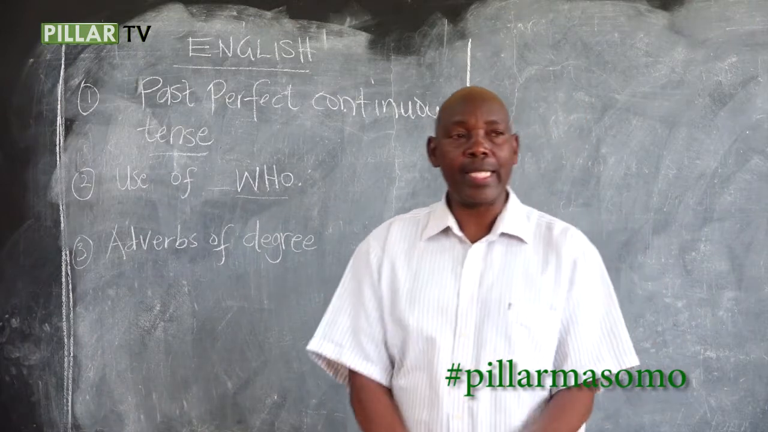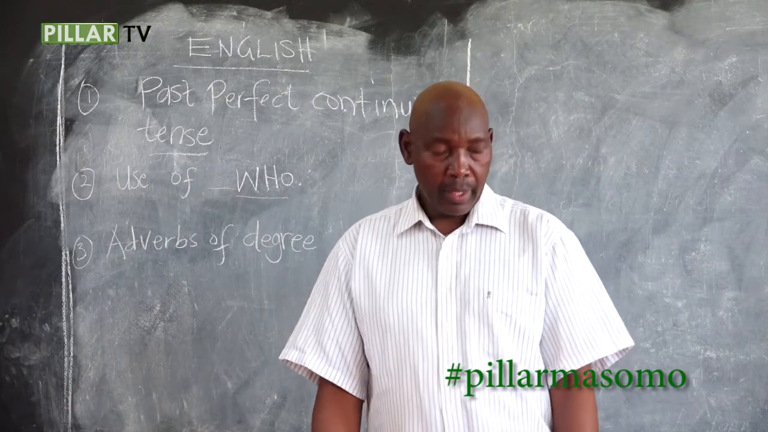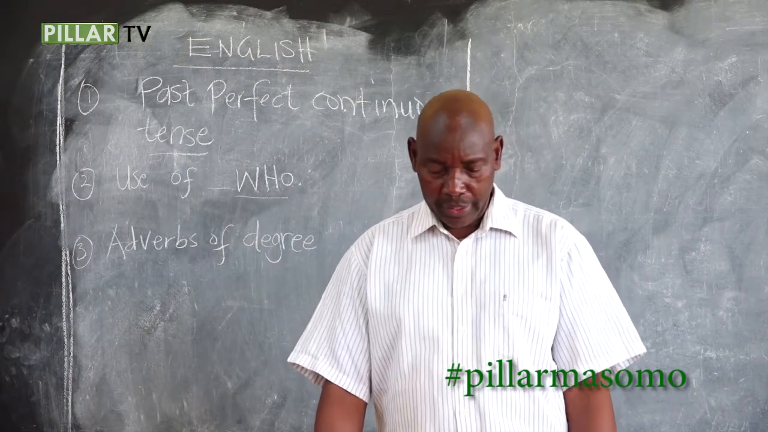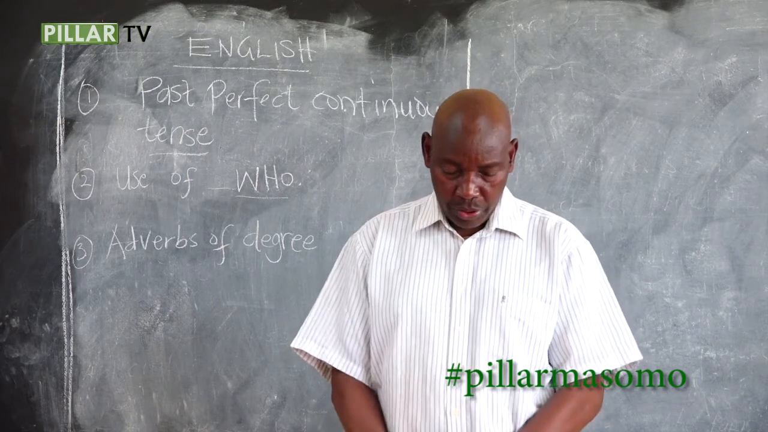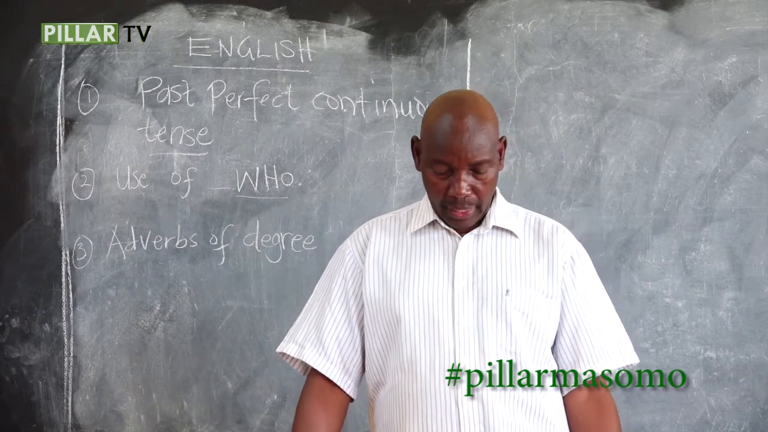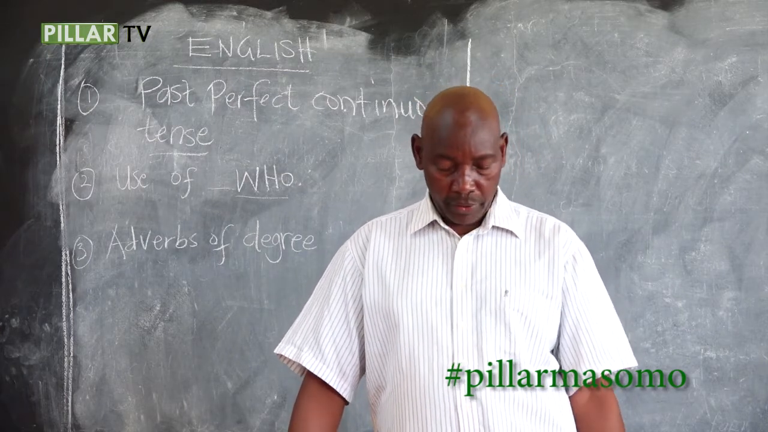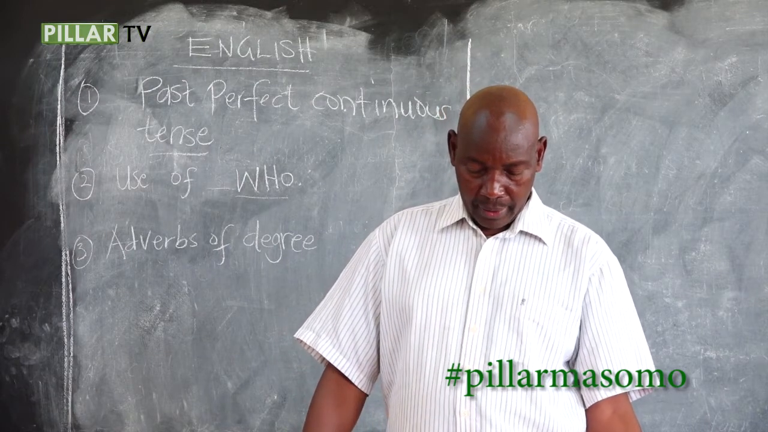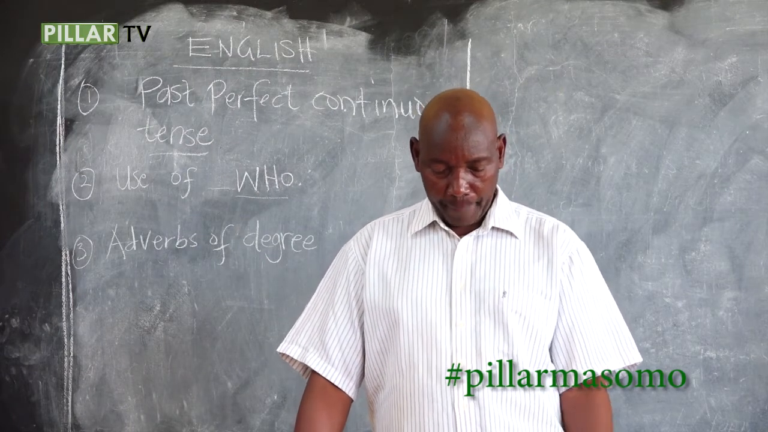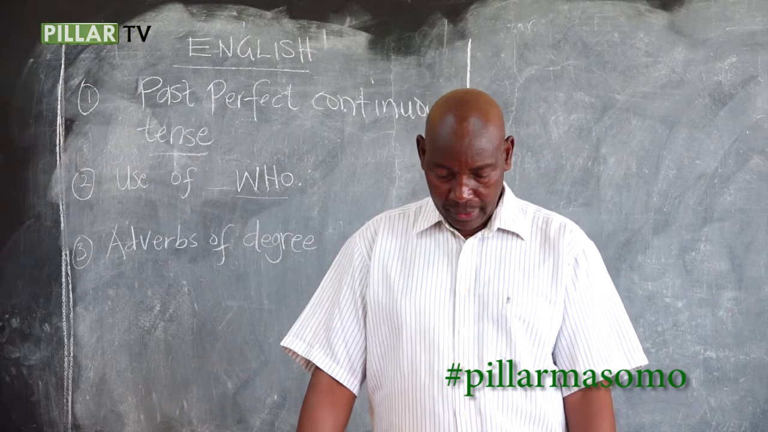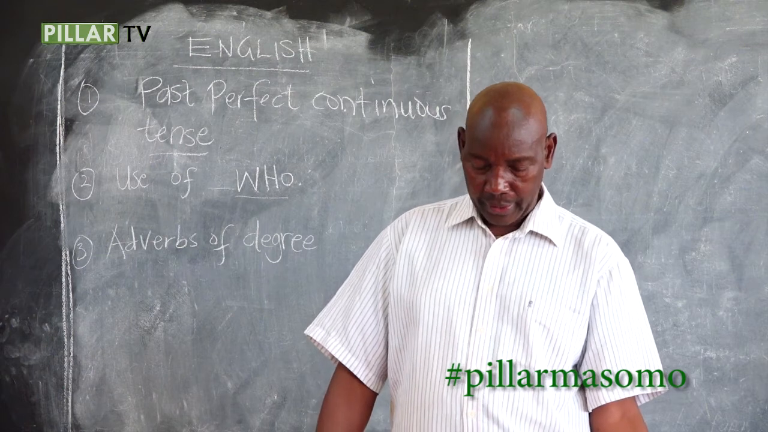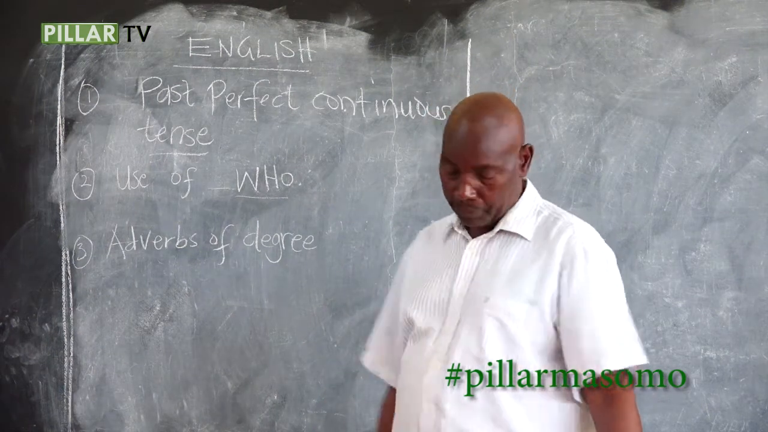Past perfect continuous tense. I want to say that sentences in the past perfect continuous tense tell us about actions which happened over a period of time in the past before something else happened. And I'm going to give an example.